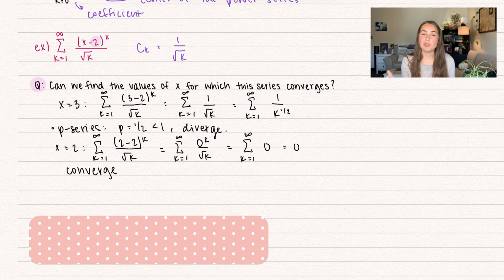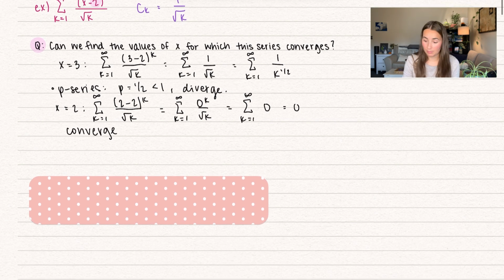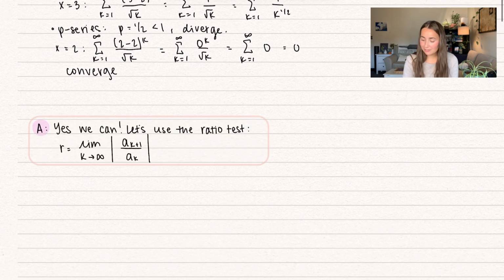Now, I just chose two specific values of x, but I want to know all the values of x for which this series is going to converge. So is there a way I can solve for all of the values? Because if you have to plug and chug, that might take you a while. And the answer is yes, we can. What we're going to use is the ratio test. This is going to help us find all of those x values.